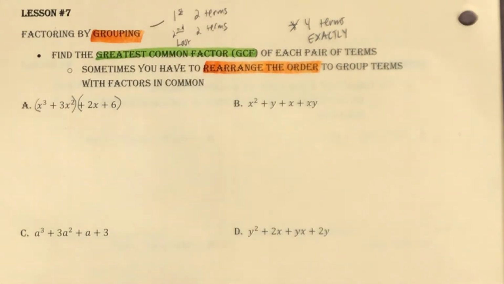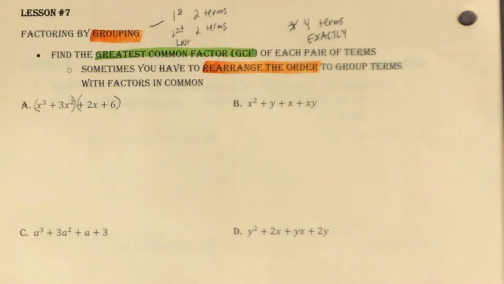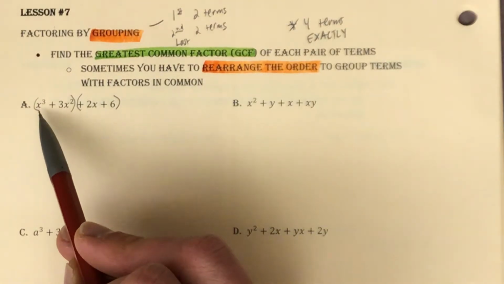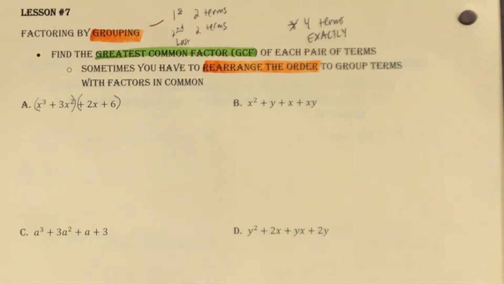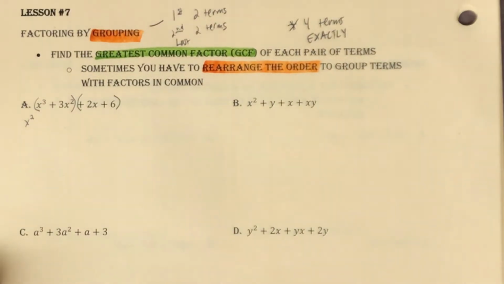Once we've grouped them, we factor out the greatest common factor of each grouping. So, x to the third plus 3x squared. I'm looking for the greatest common factor. Number-wise, that would just be 1 because the coefficient of x to the third is 1, so I'm not worried about that. But I see that they have multiple x's. X to the third has 3 x's, and x squared has 2. So the greatest common factor would be 2 x's, or x squared. Now, if it helps you to continue making the list like we learned in lessons 1 through 5, then please do that.